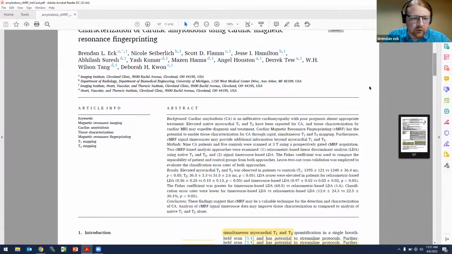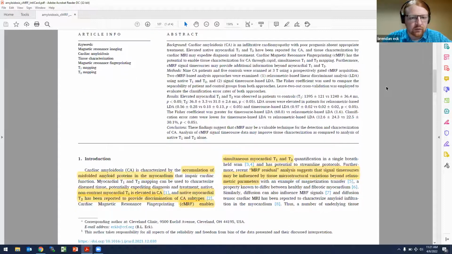So yes, this is our work in using cardiac MRF to characterize cardiac amyloidosis. Going to the introduction, as you likely know, cardiac amyloidosis is characterized by the accumulation of misfolded amyloid proteins in the myocardium, and this leads to impaired function. And myocardial T1 and T2 mapping has been shown through a number of reports and clinically to change in diseased tissue. And so this can be used potentially to expedite diagnosis and treatment.